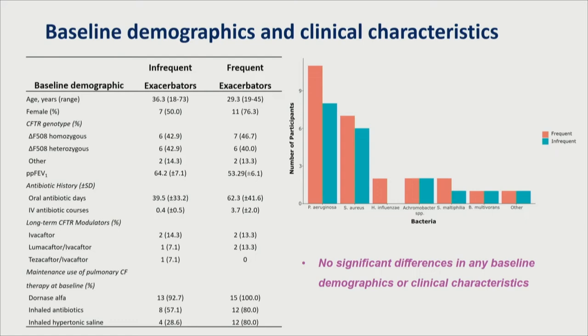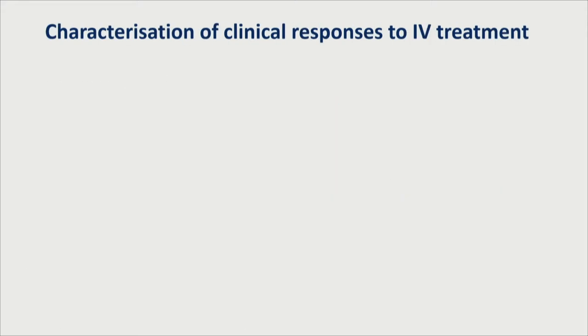This slide summarises the baseline demographics and clinical characteristics of our study cohorts. We didn't find any significant differences in any of these variables between cohorts, including age, CF genotype, and chronic Pseudomonas infection status. However, the frequent exacerbator cohort did have a lower mean predicted FEV1, but this was not statistically significant, and perhaps we didn't capture this difference as much due to our small numbers in the study. But there were a small number of patients in each group who were on single or dual modulator therapy as well. So firstly, I'll present some data on the clinical responses to treatment in both cohorts.